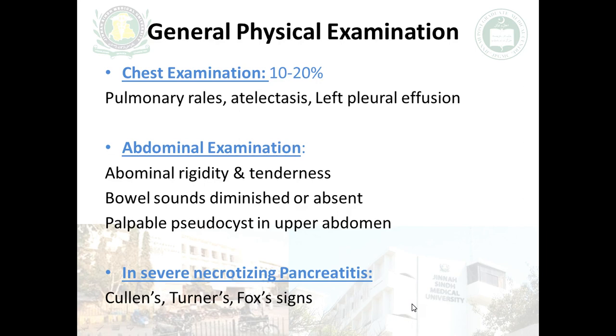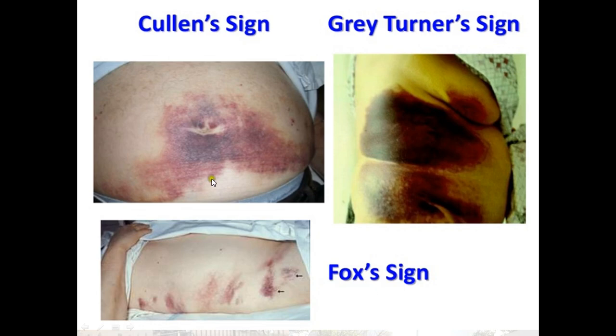I'll show you the pictures. See, this is the Cullen sign. There is a purplish bluish discoloration. Basically, this is a hemorrhagic kind of purpura which is present around the umbilicus. This will be considered a Cullen sign. When this purplish grayish discoloration is present in the flank region, then it will be called the Grey Turner sign. And Fox sign is when this purplish discoloration is present below the inguinal ligament. These signs are all telling us that a severe necrotizing pancreatitis has occurred.